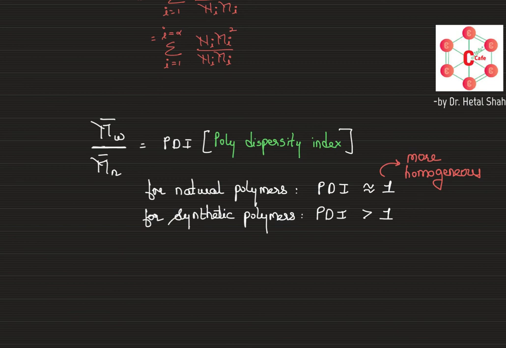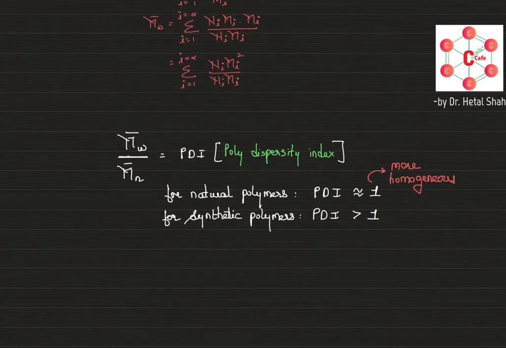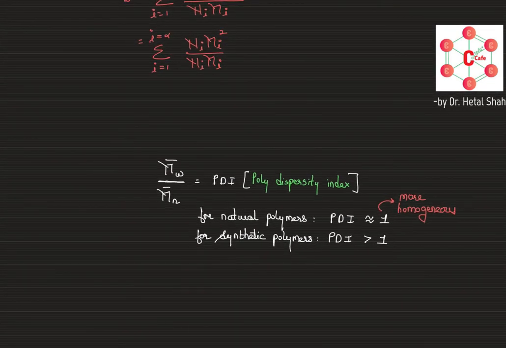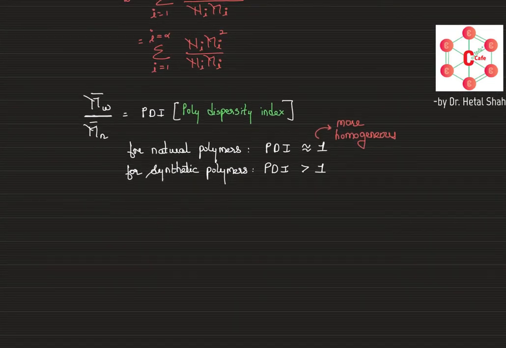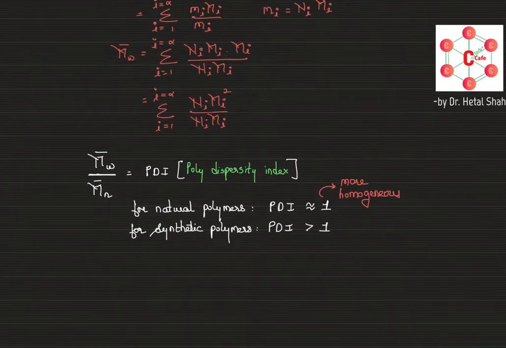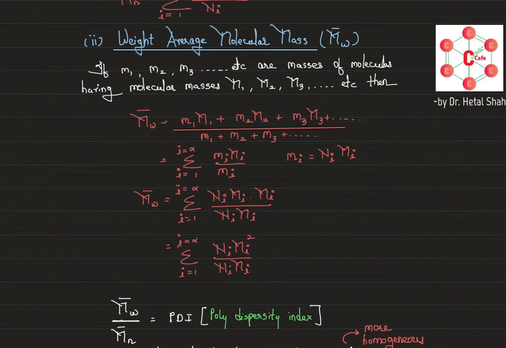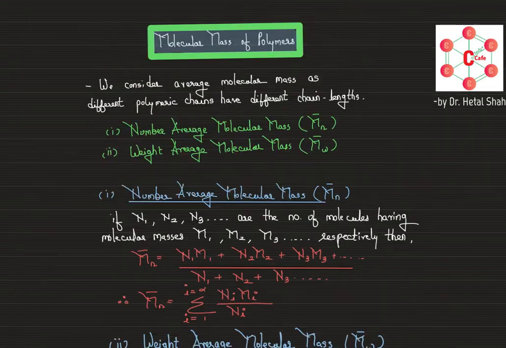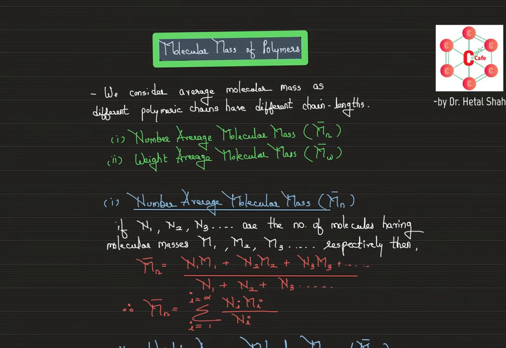So this is all about your next part. We've done this here. So this is the end of the molar masses or molecular masses of polymers, right? Nothing more to be done here.